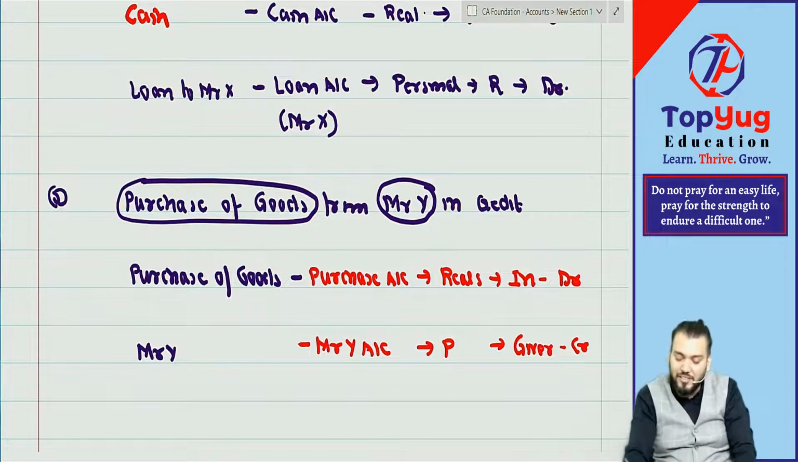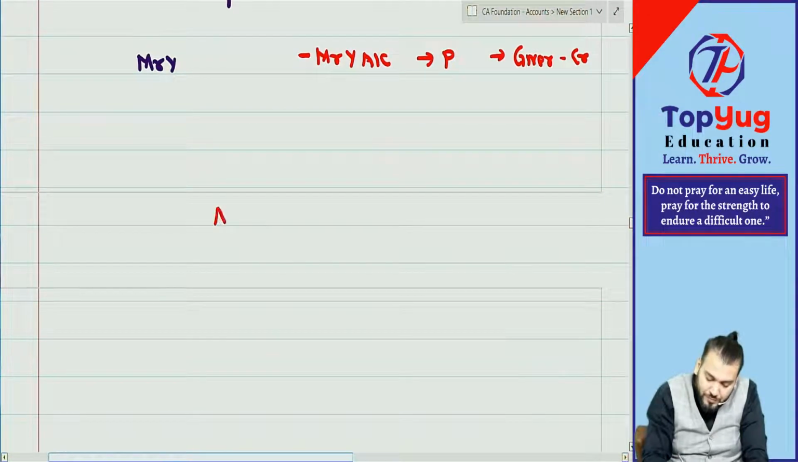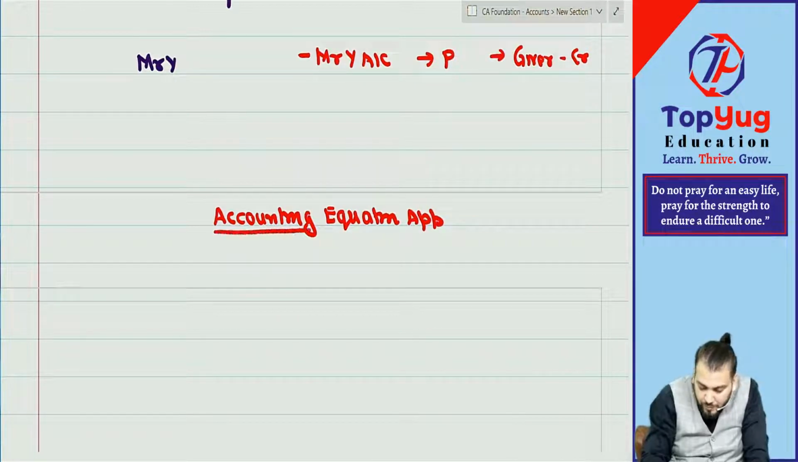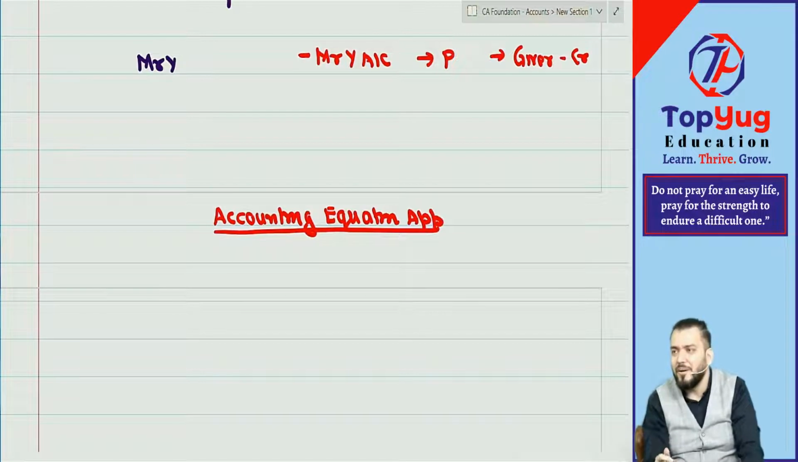Correct now. So let us introduce what? Accounting equation. Write down accounting equation approach. Understood? Accounting equation approach. So from this, it means we need to form some equation here.